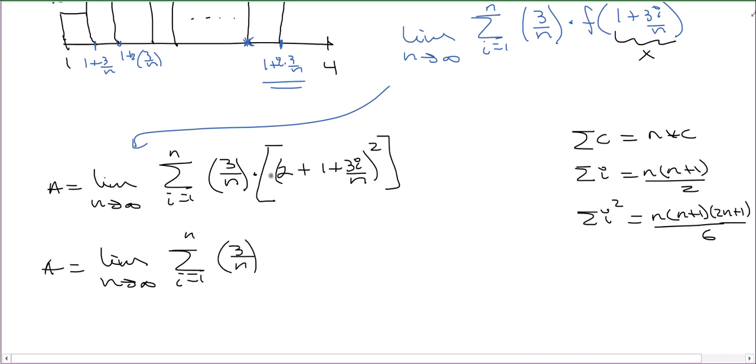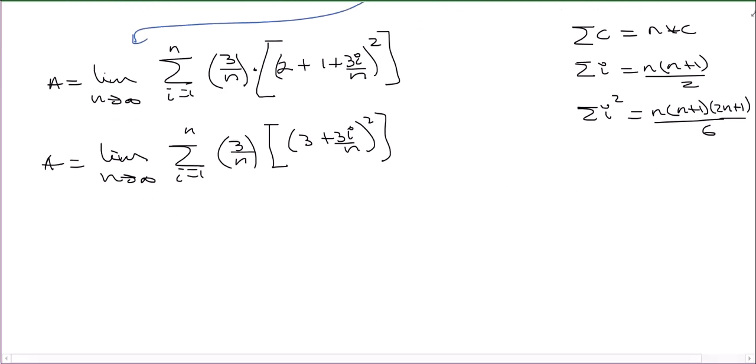So here, let's simplify. 2 plus 1 is 3. I'm going to have what? 3 plus 3i over n quantity squared. We should probably multiply that out because I want to be able to identify the summation of a constant, and the summation of i squared. I don't think we're going to get the i cubed in here, so I don't need to worry about remembering that one right now.